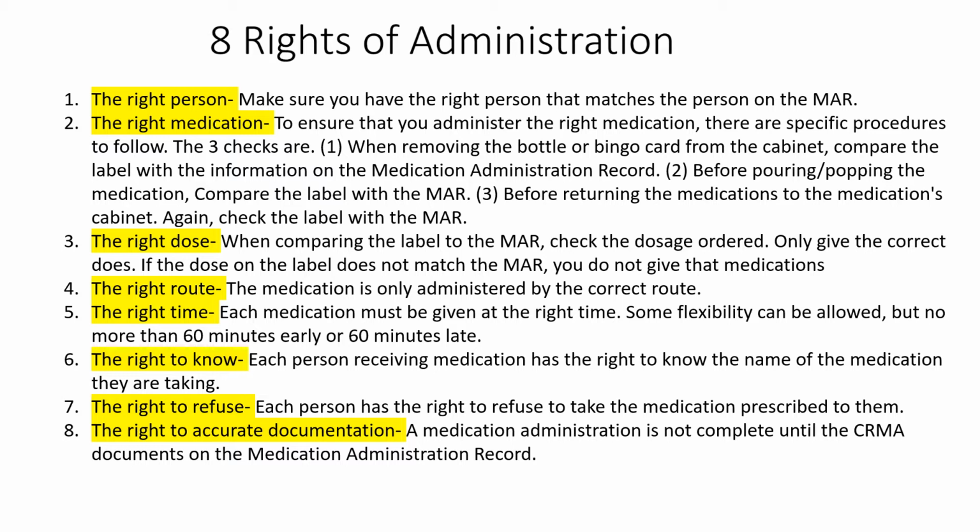The right to know. Each person receiving medication has the right to know the name of the medication they are taking. The right to refuse. Each person has the right to refuse to take the medication prescribed to them. The right to accurate documentation. A medication administration is not complete until the CRMA documents on the medication administration record.